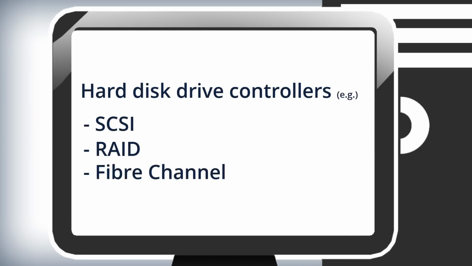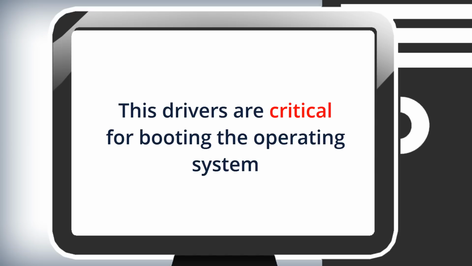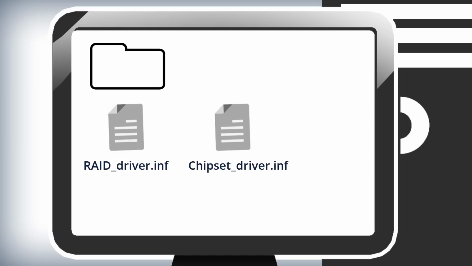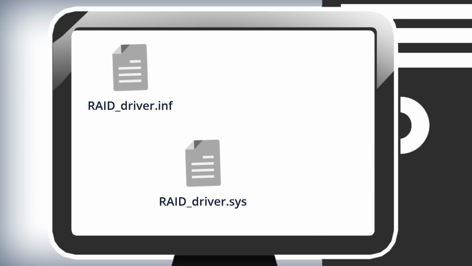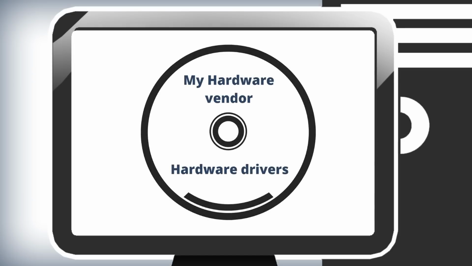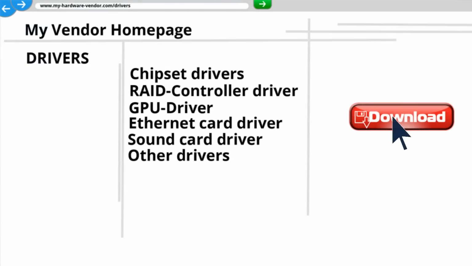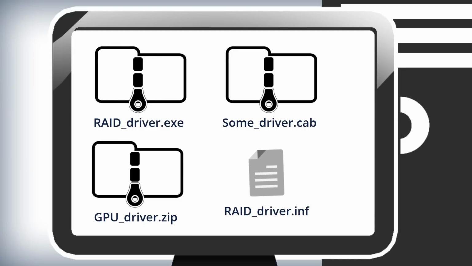Before proceeding with recovery, make sure you have drivers for the hard disk drive controller or chipset drivers for a new motherboard. These drivers are critical for booting the operating system and will be used by Acronis software during the recovery process to make the system bootable. The driver files should have the .inf, .sys, or .oem extensions. Use the CD or DVD supplied by the hardware vendor or download the drivers from the vendor's website. If you download the drivers in the .exe, .cab, or zip format, extract them using a third-party application, for example the free 7-Zip or any other.